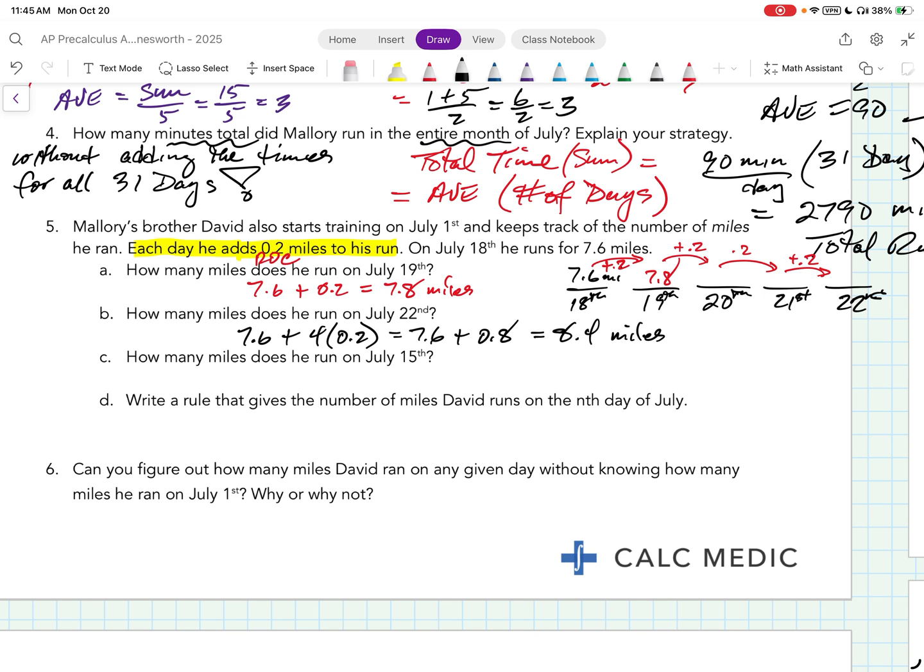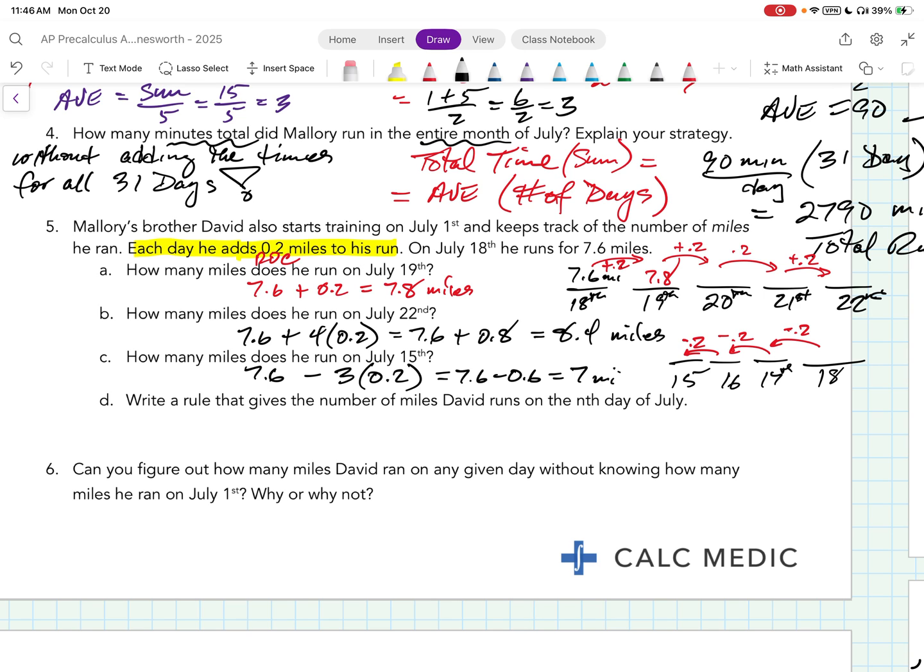And then how far does he run on the 15th? Well, we have to go back in time. From the 18th to the 17th, the 16th, the 15th, you're going to be subtracting the rate of change: minus 2/10, minus 2/10, minus 2/10 again. So you multiply that by 3. We use the 7.6: 7.6 minus 3 times the rate of change, because we're going backwards in the sequence. So 7.6 minus 0.6 is 7 miles in total.